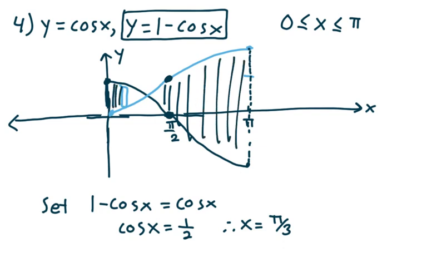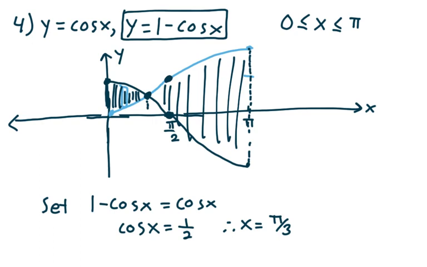And one of them's here, okay? And it's tricky because the top function and the bottom function end up changing. Now, we need this point of intersection right here because at this point, that's where the top function and bottom function change. So let's figure out what that is. What I'm going to do is set 1 minus cosine x equal to cosine x. That says cosine x equals 1/2, and so x equals pi over 3, right?